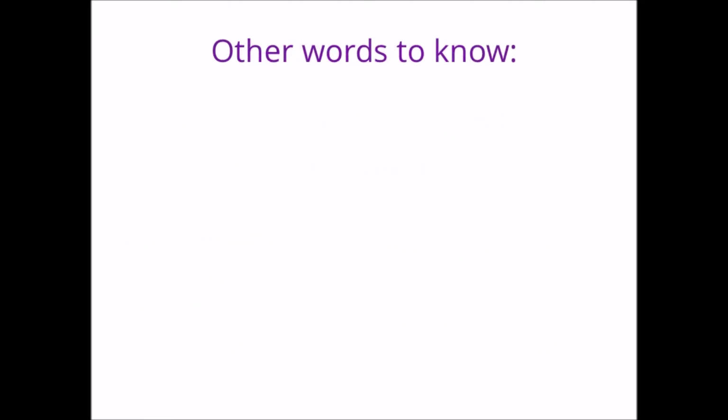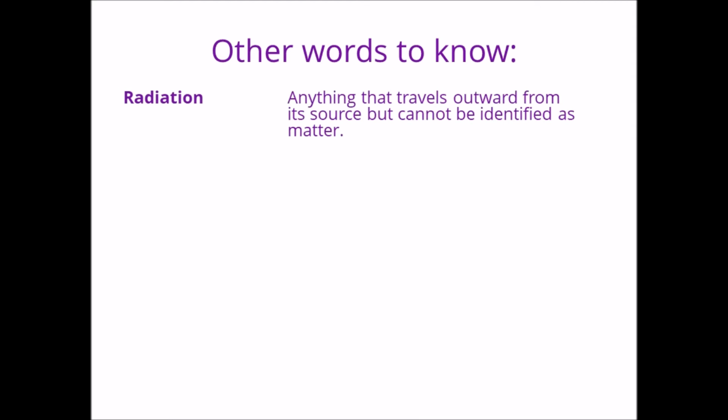Other words we're going to come across that we need to define include radiation. So radiation is anything that travels outward from its source but can't be identified as matter. For example, infrared radiation, visible light, or ultraviolet light. Mainly though, we're going to talk about alpha, beta and gamma radiation, which are going to be covered entirely in the next video. A radioisotope is simply an isotope of an element that is radioactive.